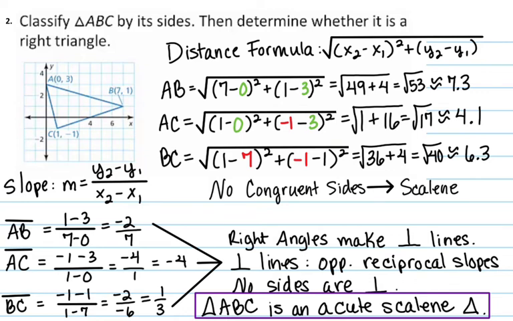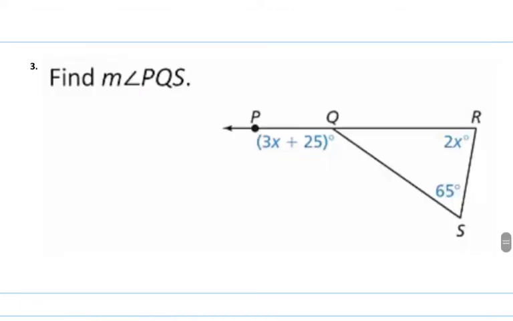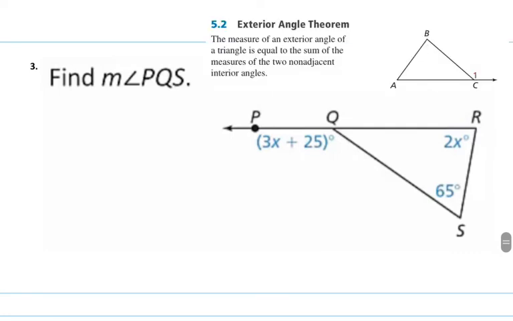All right, going on to number 3. Find the measure of angle PQS. So if you notice here, we've got an exterior angle and 2 interior angles, and we already know with the exterior angle theorem that if you're looking for this measure, you just have to add these two together and make it equal this, and you'll be able to find what the angle measure is. So that's exactly what we're going to do.